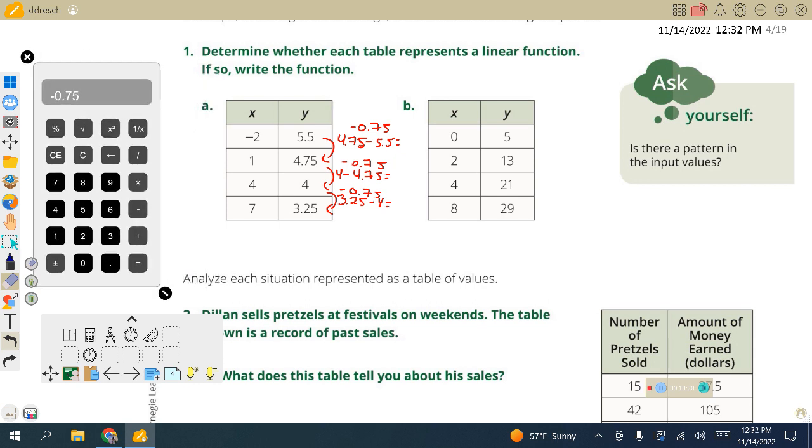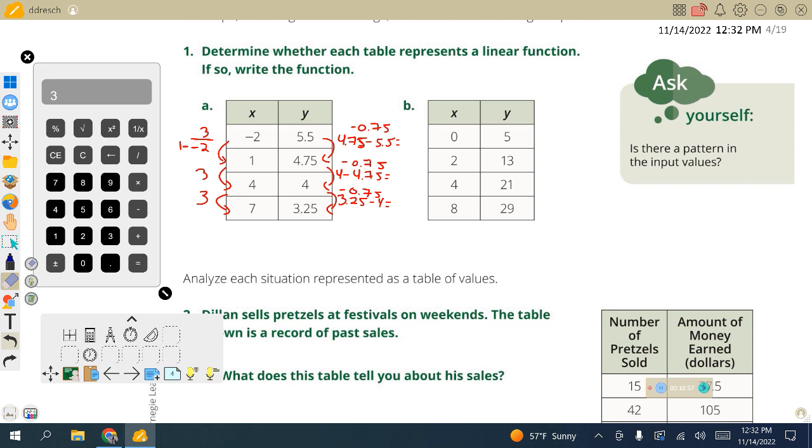Okay, how about the x's? Gotta check there now. What are we doing from negative 2 to 1? We're going up, and if you're not sure, by adding 3, second minus the first. 1 minus a negative 2, plug it into your calculator, and you get a positive 3. All right. How about 1 to 4? 3. How about 4 to 7? Do I have consistency appearing?